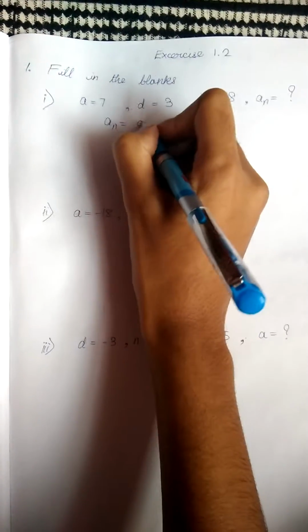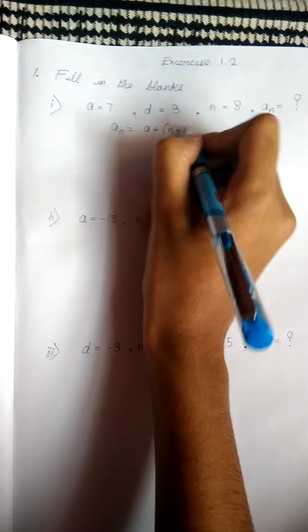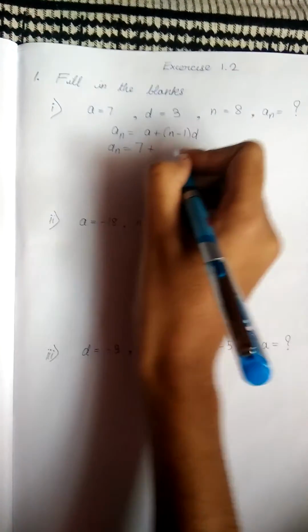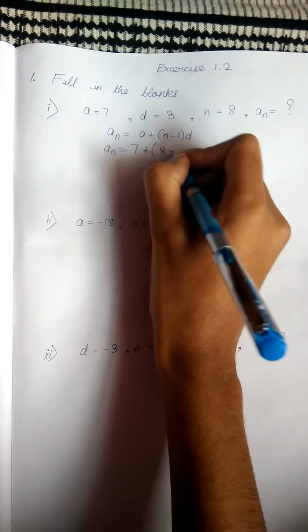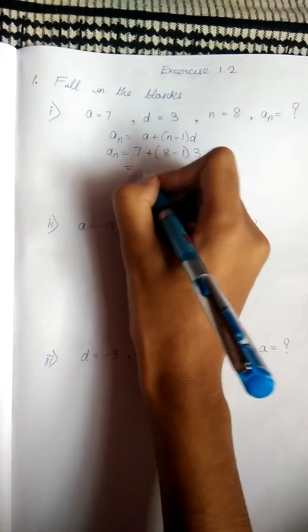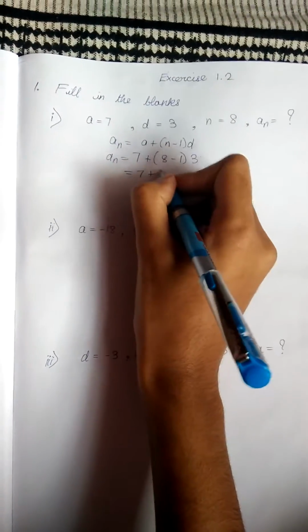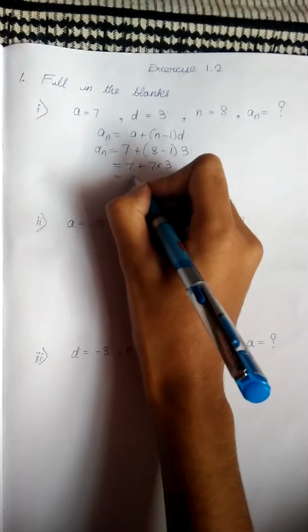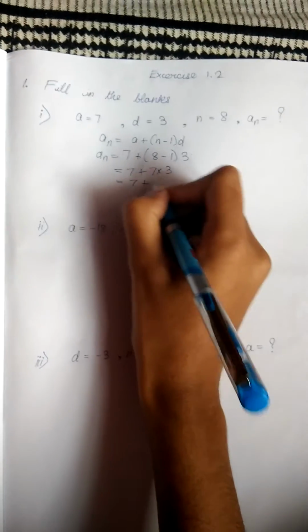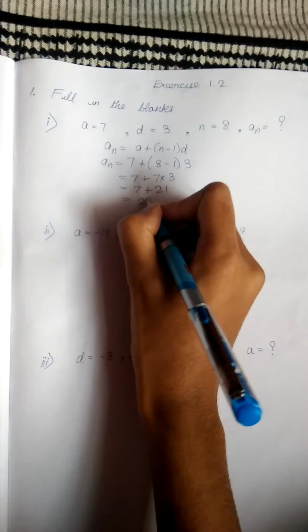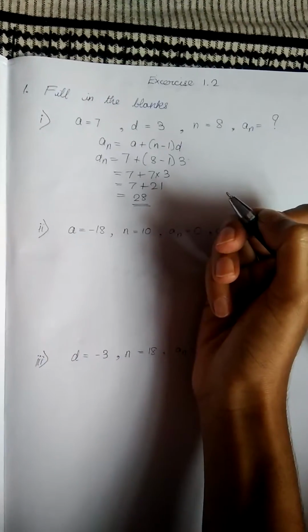An equals a plus (n minus 1) into d. Let's substitute the values. An equals a is 7, n is 8 minus 1, d is 3. 7 plus (8 minus 1) is 7 into 3. 7 plus 7 3s are 21. 7 plus 21 is 28. We got the last term.